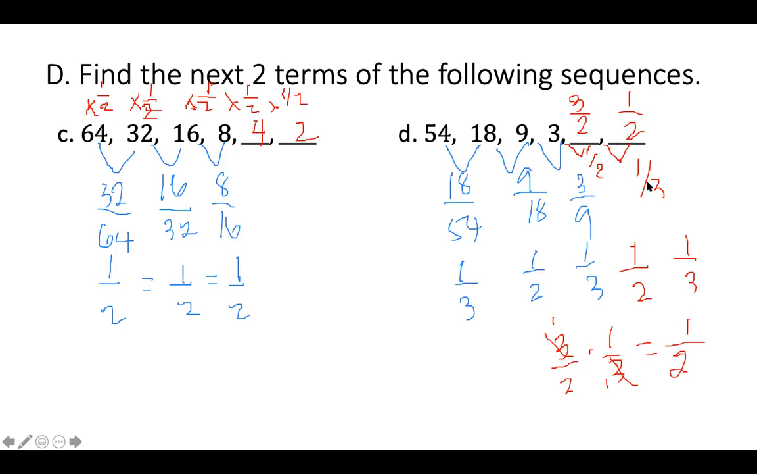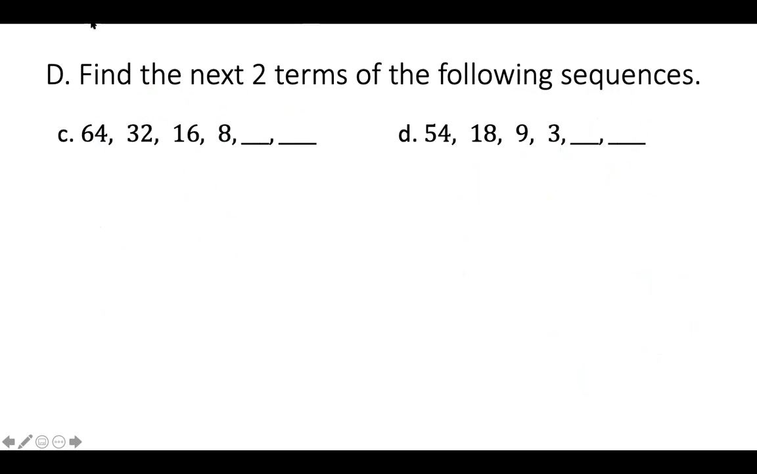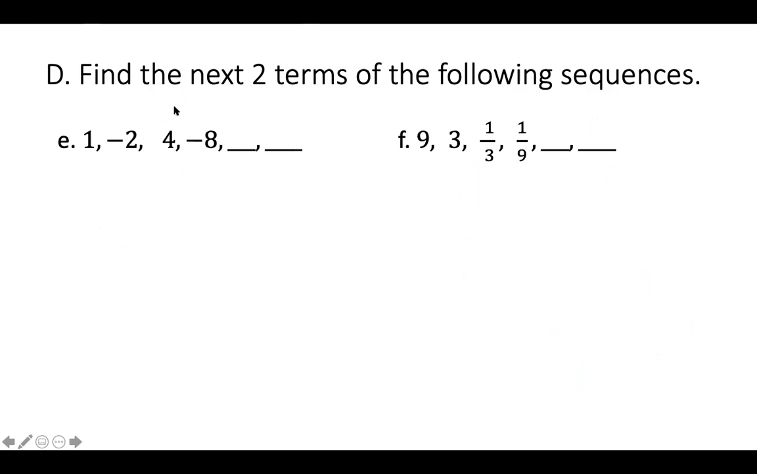Again, to check, we can do the reverse. Multiply it by 3 and multiply it by 2 alternately. All right? So these are the two terms missing, 3/2 and 1/2. Okay? Now let's move on to the next topic here.